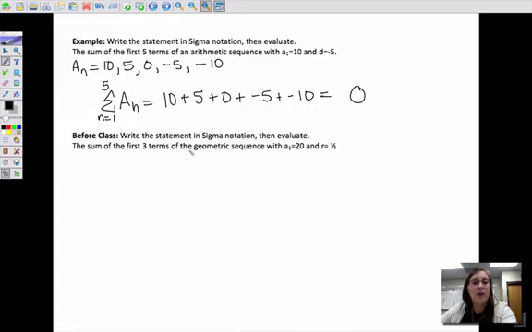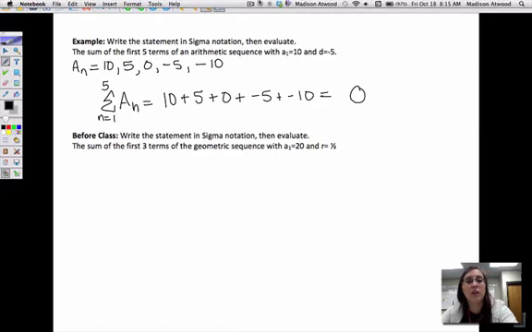All right, before class, I want you to write this statement in sigma notation and then evaluate. The sum of the first 3 terms of a geometric sequence with a sub 1 equals 0 and the ratio being 1/2. Bring that to class with you tomorrow.